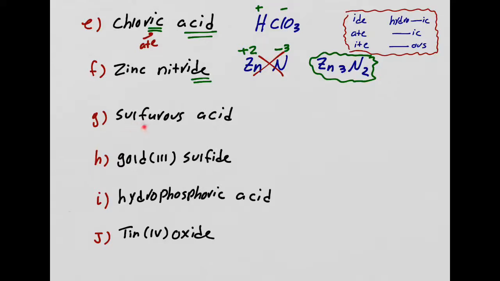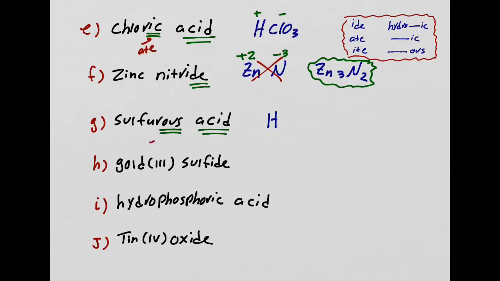Ready for the next one? Sulfurous acid. Again, you see the word acid, what's the first thing you're going to do? You're going to put an H. Now, what type of acid is this? It ends with ous. If you end with ous, you used to be what? You used to be ite, right? Again, ite is a polyatomic ion. Every time you see ate or ite, those are polyatomic ions. Make a note of that. So, if this is sulfurous, this used to be ite. That means it's sulfite.